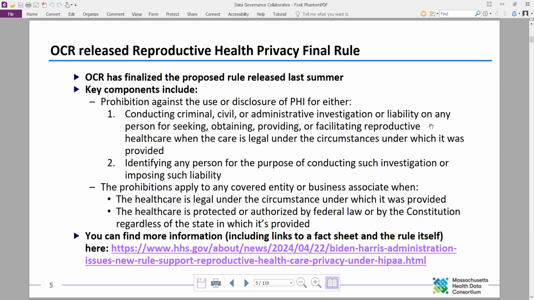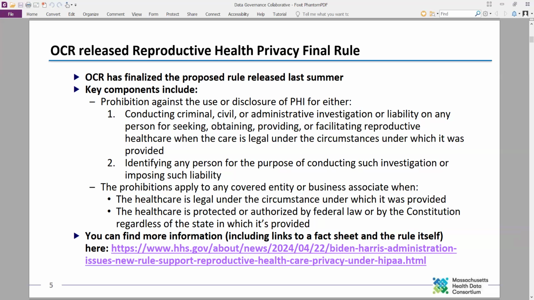All right, so OCR has released the final version of the reproductive health privacy rule that we reviewed about a year ago. Just as a reminder, some of the key components are that it disallows the use of PHI for any type of criminal, civil, or administrative investigation or purpose, or to assign liability to people related to any aspect of reproductive health care, as long as that care is legal within the environment in which it was given.